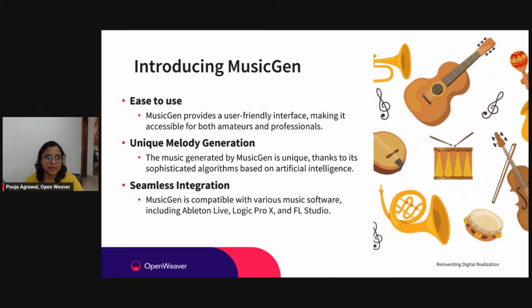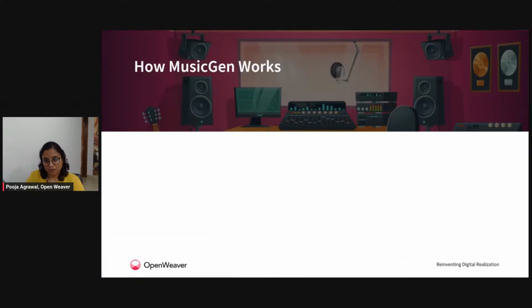The melody that is being generated is unique. This is what makes it really interesting. The algorithm is sophisticated enough that it generates a fresh, new melody every time for the same prompt. This is something that you can all use to generate music of your own, and it has been seamlessly integrated. So it is compatible with any software that you use for generation as well as editing of your music, let's say Ableton Live, Logic Pro X, and FL Studio. That is what makes this really interesting. We want to talk about how MusicGen actually works.